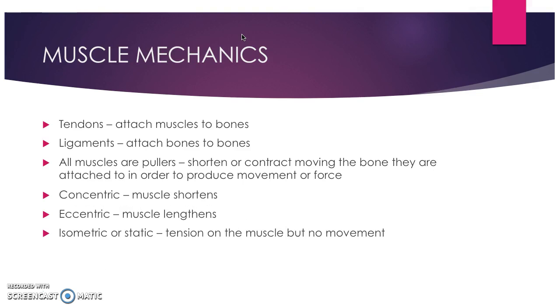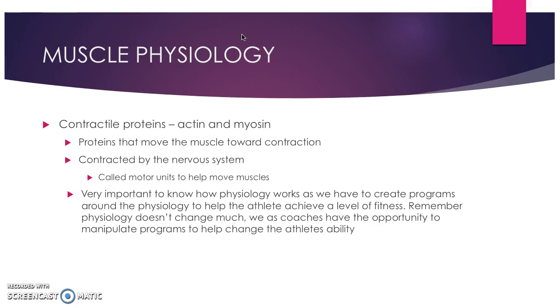Tendons attach muscles to bones. Ligaments attach bones to bones. All muscles are pullers, shortening or contracting, moving the bone they are attached to in order to produce movement or force. Concentric, the muscle shortens. Eccentric, the muscle lengthens. Isometric, static tension on the muscle but no movement. So, some basic muscle mechanics. Physiology, this is a short one. There's a lot you can go into here, but this is really quick and easy.